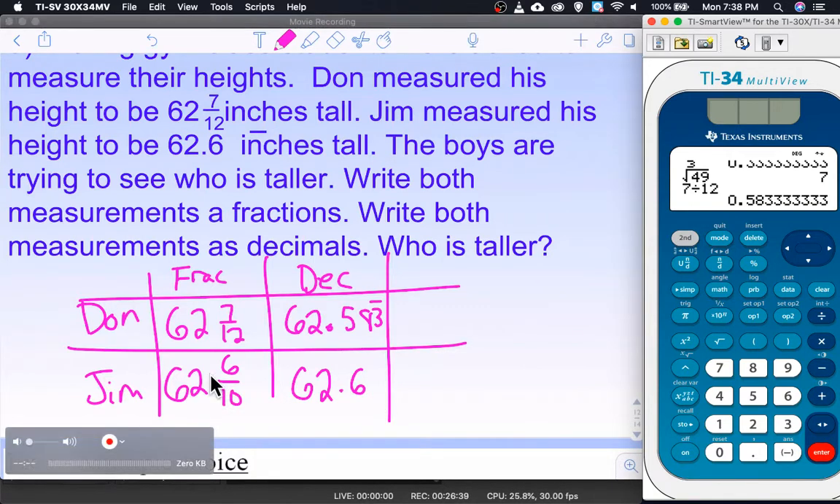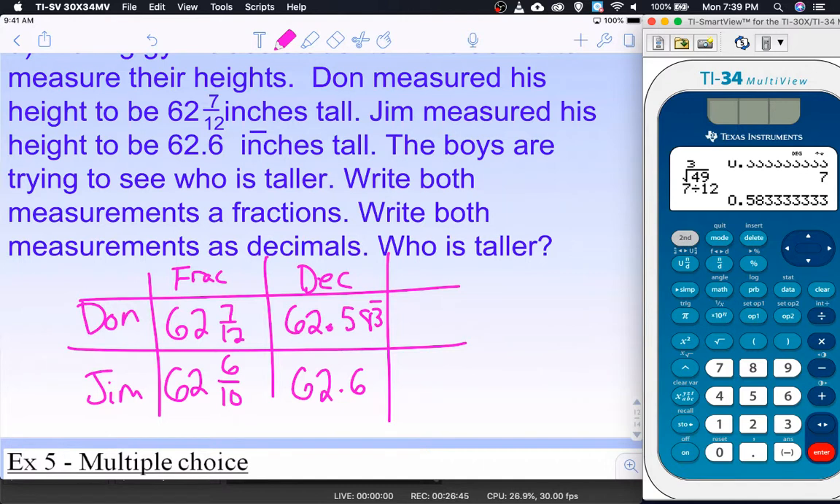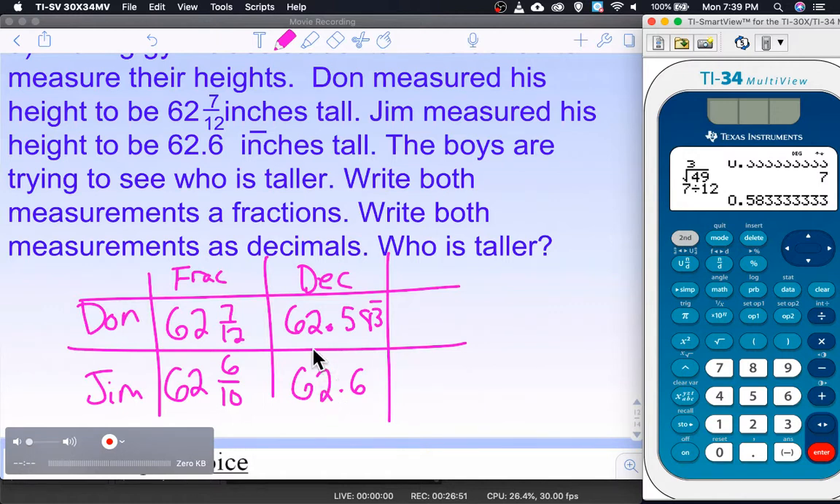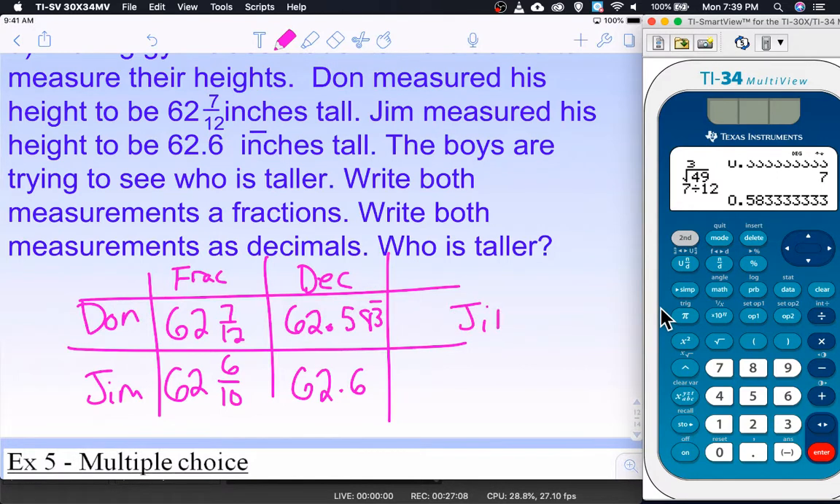Now, who's taller? We are definitely not looking at fractions. To compare fractions is a huge pain, because you have to have common denominators, which means rewriting fractions, and it's a mess. But to compare decimals, it's very easy. You look at the digits one digit at a time. So my whole number is the same, 62, 62. I look at the next digit over, 5 versus 6. Which one's bigger? Well, 6 is bigger, which means Jim is taller. There we go. We wrote them both as fractions, both as decimals, and we figured out that Jim is the taller one.